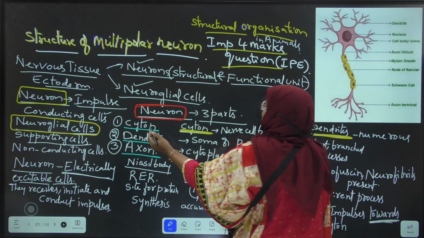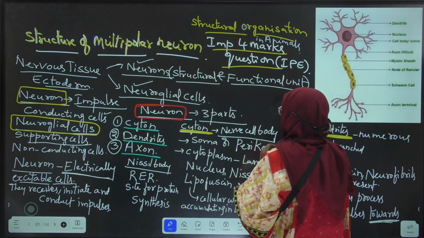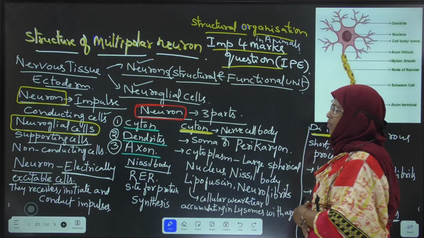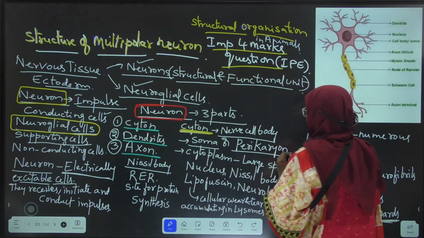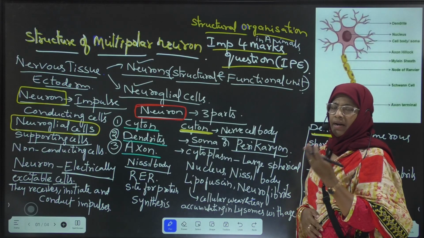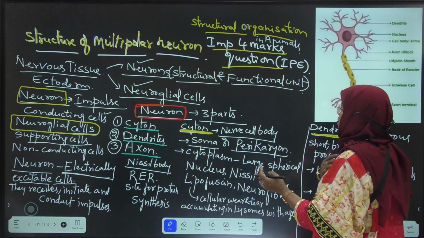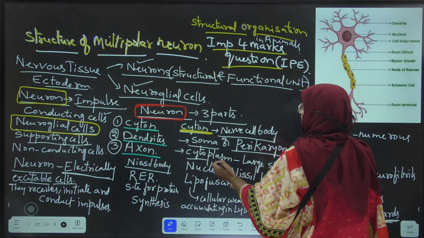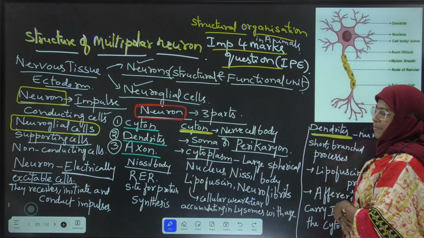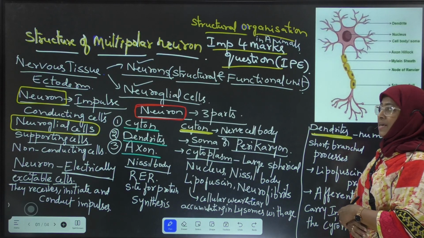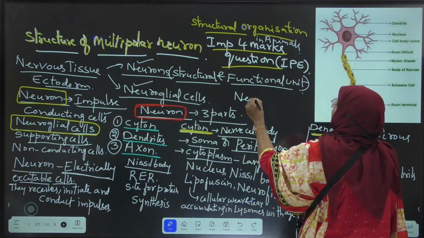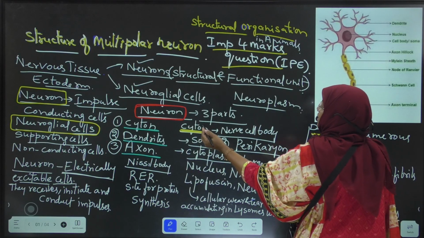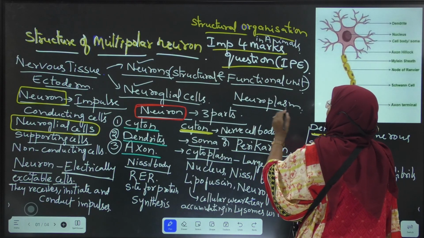Here, cyton is otherwise called nerve cell body. Cyton is the first part of the neuron. It is also called nerve cell body, soma or perikaryon. Inside the cyton, cytoplasm is present. The cytoplasm of the cyton is also called neuroplasm.